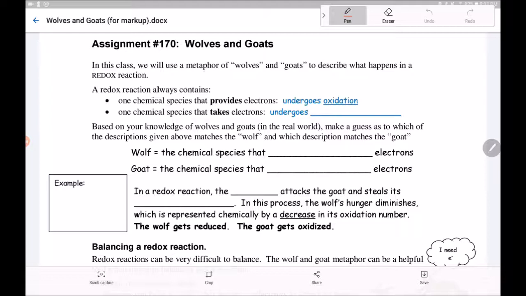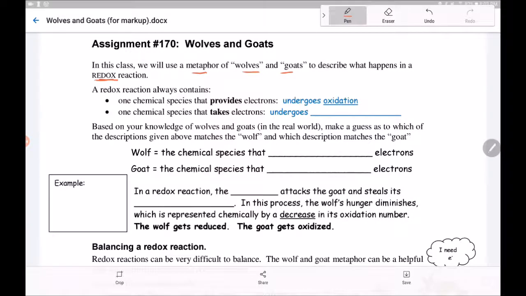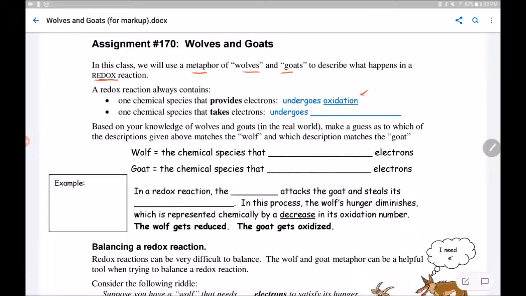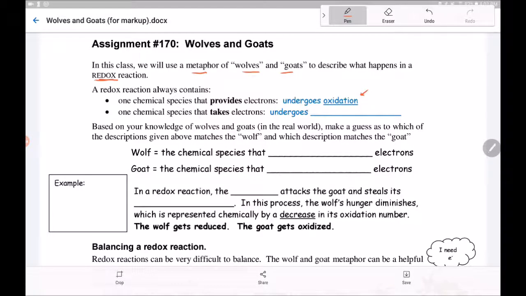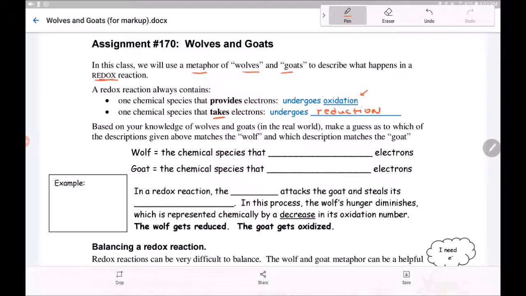Here I'm introducing a metaphor of wolves and goats to describe what happens in a redox reaction. A redox reaction always contains a chemical species that provides electrons. This species is said to undergo oxidation. The other species takes electrons and undergoes reduction. These two words together make up the portmanteau word redox: reduction, oxidation.